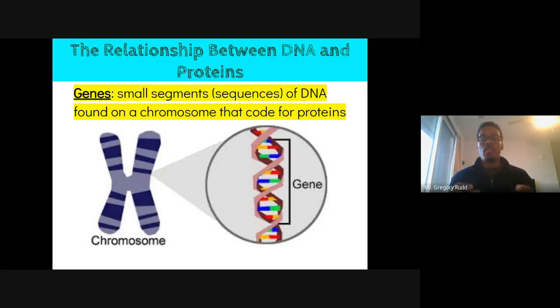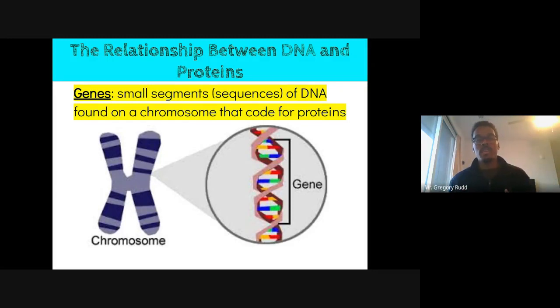But only small portions of that book that's made up of 3 billion letters would actually be genes, things that actually code for proteins. So human DNA, again, has 3 billion base pairs, but there are only about 30,000 genes in human DNA. Still, that's a lot because they sometimes will code for more than one protein. But it's not the entire DNA that gets used in every cell.